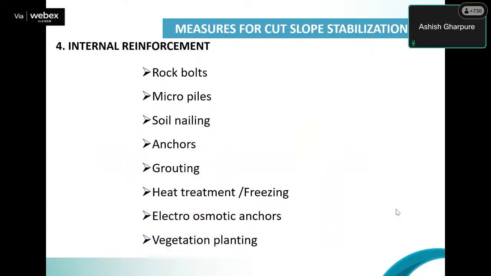Now coming to the fourth intervention, which is internal reinforcement. So we can use the rock bolts, micropiles, soil nailing, anchors. We can even grout the soil. So that's also internally reinforcing or adding strength to the ground. Then other treatments, heat treatment, electro-osmotic, vegetation planting, vegetation roots can also act as a reinforcement to the soil. Right? So next, please.